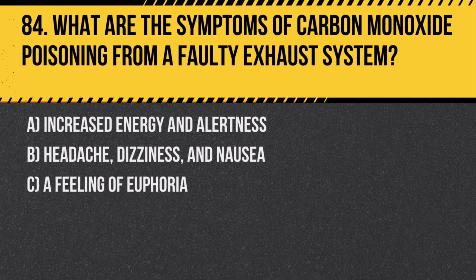Question 84. What are the symptoms of carbon monoxide poisoning from a faulty exhaust system? A. Increased energy and alertness. B. Headache, dizziness, and nausea. C. A feeling of euphoria. Answer: B. Headache, dizziness, and nausea. Recognizing these symptoms is crucial as they indicate potentially dangerous exposure to carbon monoxide.